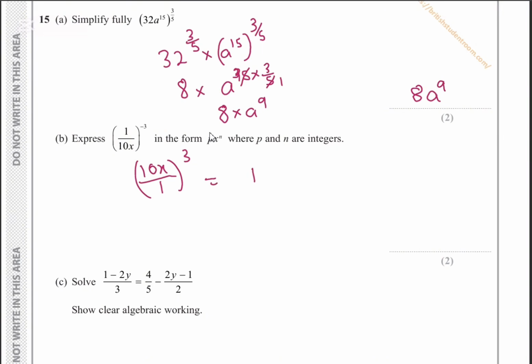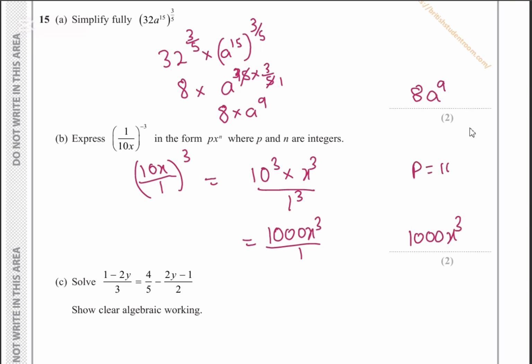10x, each thing to the power 3: 10 to the power 3 times x to the power 3 over, even the denominator you have to raise to the power 3. In this case 1 to the power 3 doesn't make any difference, but you are supposed to do that. Now I have 1000x cubed over 1, so this would just be 1000x cubed. So what is my p? As they have asked in the question, p is the number in front of x, which is 1000, and n is the power, which is 3. P equals 1000, n equals 3. There you go.